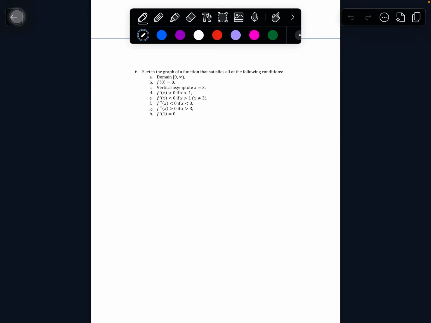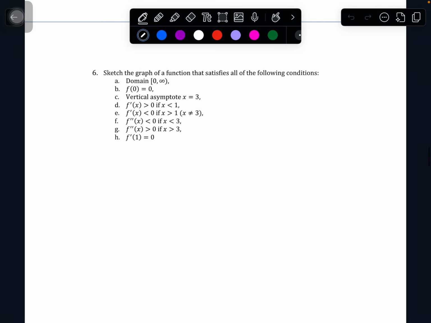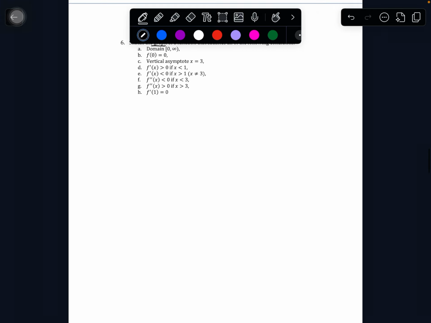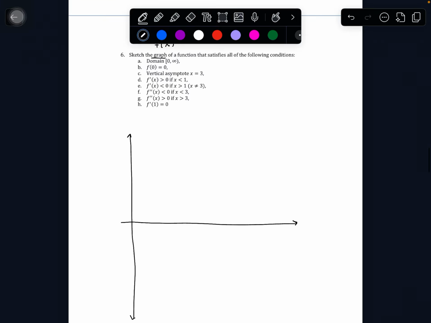We have to draw the original graph. So sketch the graph. So we're going to graph f of x. So we know that the domain is 0 to infinity. So when we sketch our graph, we only want to consider values that are to the right of the y-axis. Okay, that's a little bit helpful.